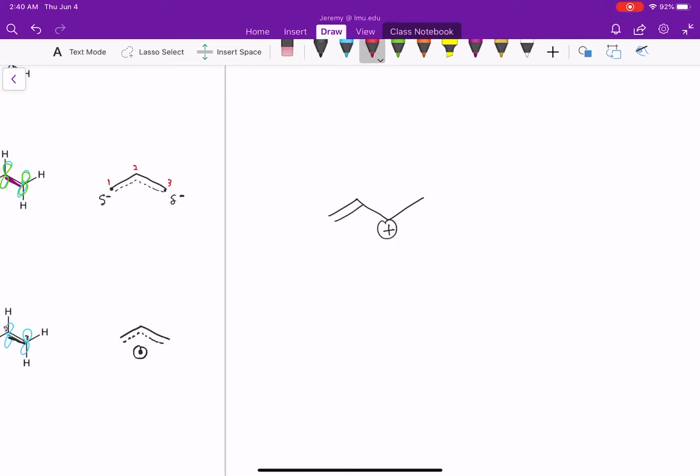So now I have 4 carbons, 1, 2, 3, 4. Okay, 1, 2, 3, 4. We can draw a resonance structure of this. Remember, the position of the atoms doesn't change. Our sigma bonds are exactly the same, right? So if we look at our conjugated system, it's still only between carbons 1, 2, and 3, right?